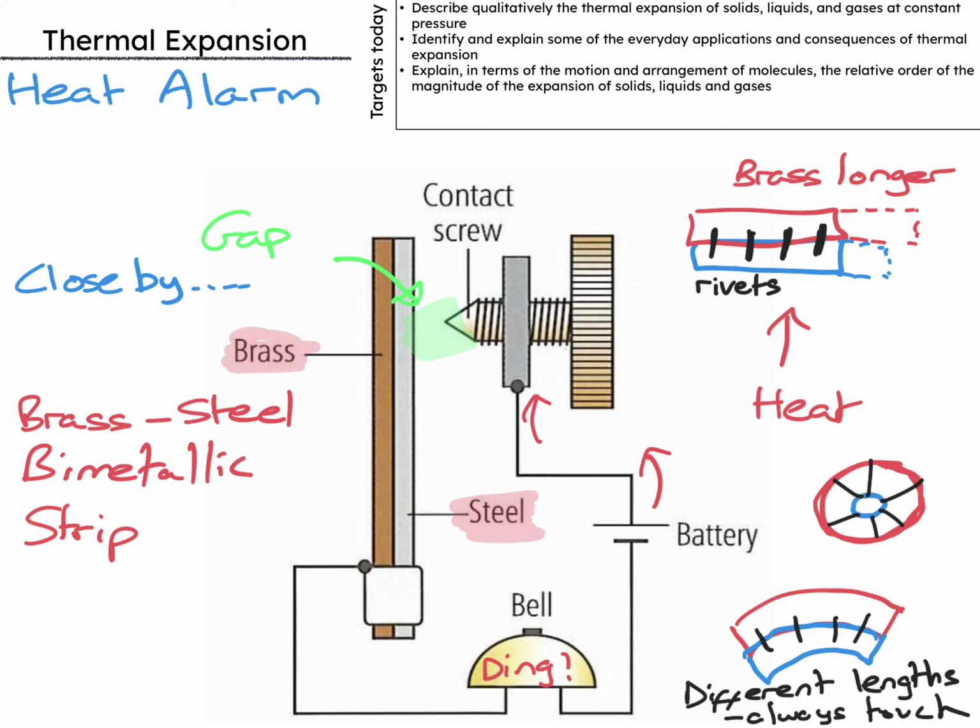Okay, so back to the heat detector. As the bimetallic strip gets hot, it bends to the right. If it bends enough, because it reached a certain temperature, it will complete the circuit and the bell rings. Ding.